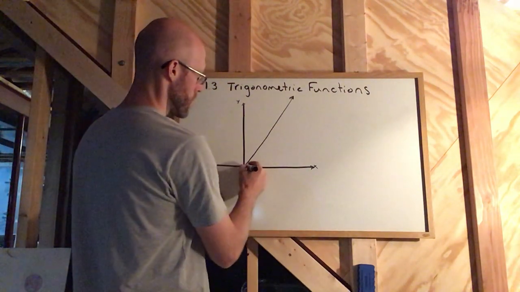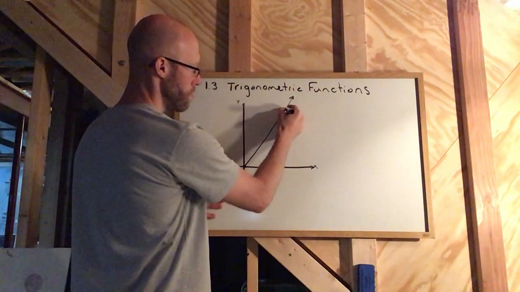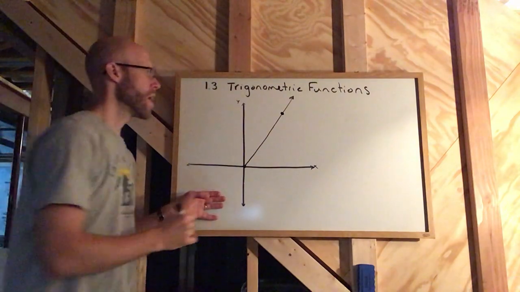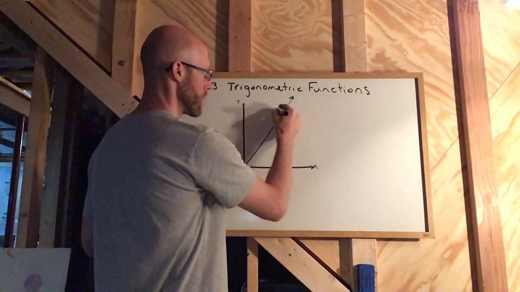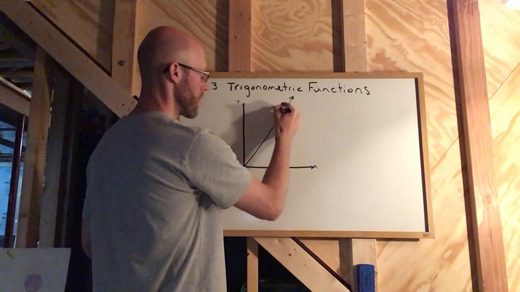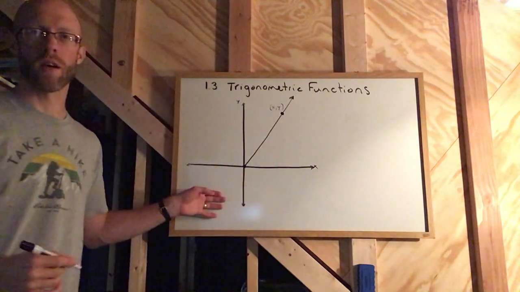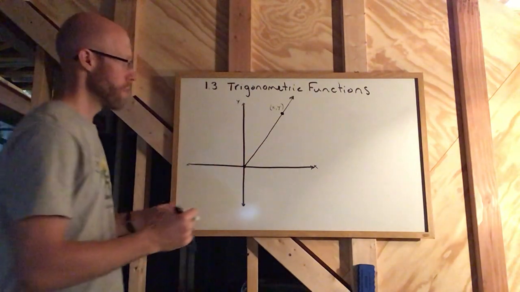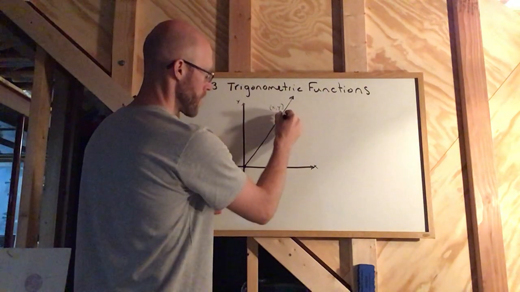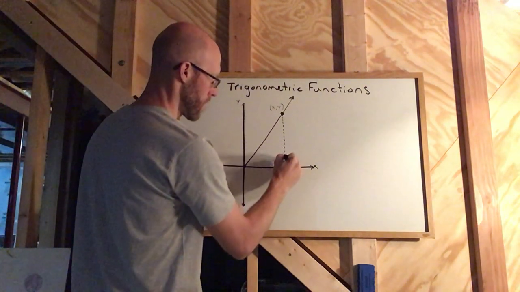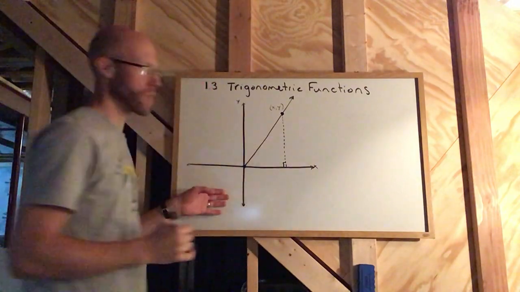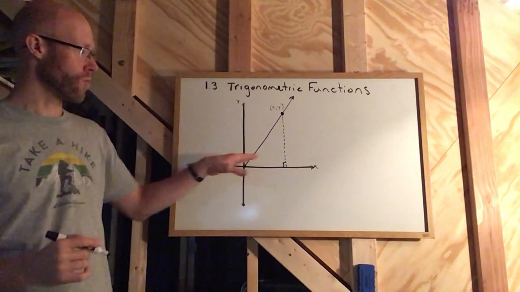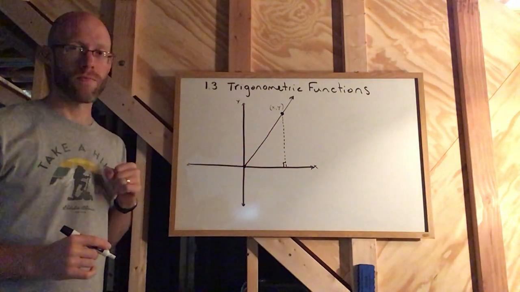And now somewhere along this line, I'm going to choose a point. It doesn't matter where that point is exactly, but we'll just put one right there. I'm going to call that point the point x, y. Now it could be any point on the line, doesn't matter. But if I were to construct a triangle by dropping a perpendicular line down to the x-axis, then I've created a right triangle where one side is along the x-axis.